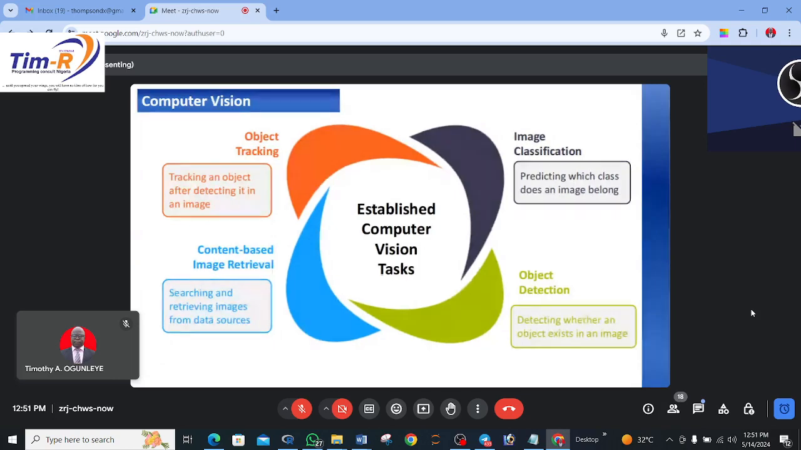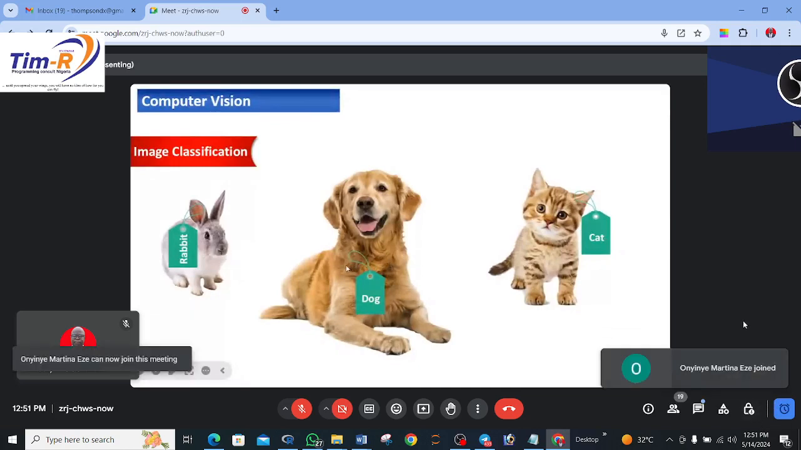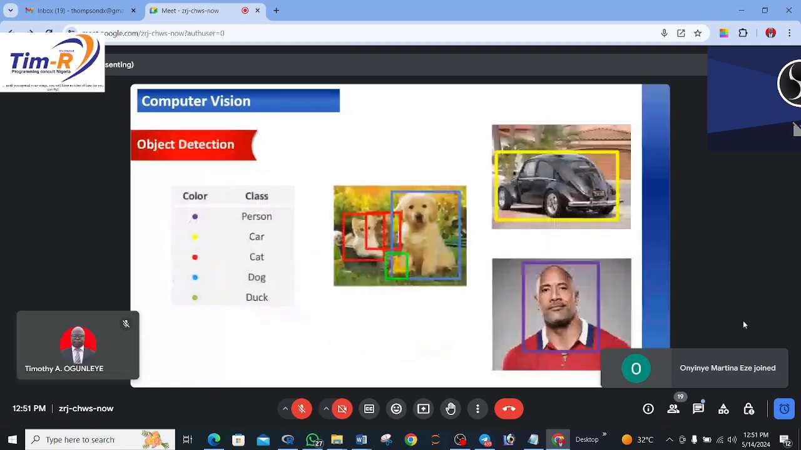Now, if we talk about image classification, what it does is classify this particular image. What class does it fall under? For example, here we have a label, which is this is a rabbit. Classify this as a rabbit. We have classification of animals. These are animals here: we have rabbit, dog, and cat. Yes, so that is the label. So image classification is one of the things that is generic to computer vision.